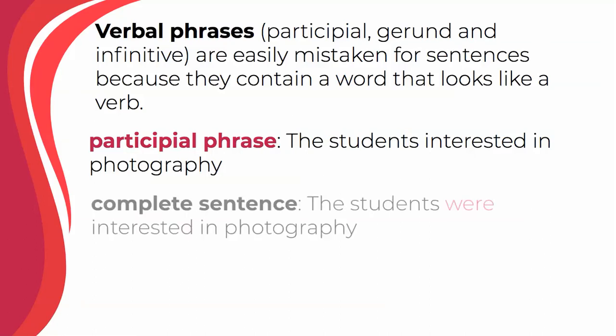Here, the easiest way is to stick in a helping verb. The students were interested in photography. This is something that I'm often telling my students. One of the reasons we know that a participle or a participial phrase is not an actual verb in the sentence is because it's missing the helping verb. So by dropping the helping verb back in, we are creating a complete sentence.